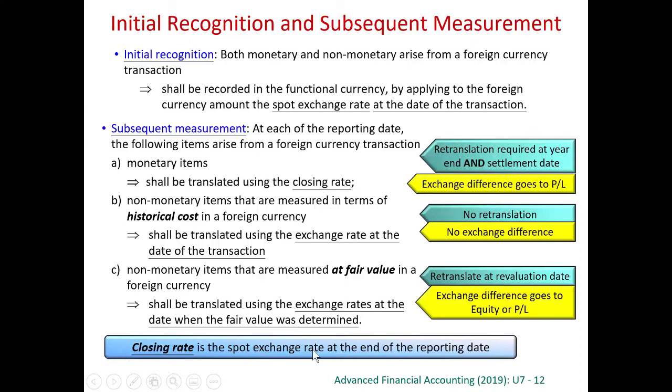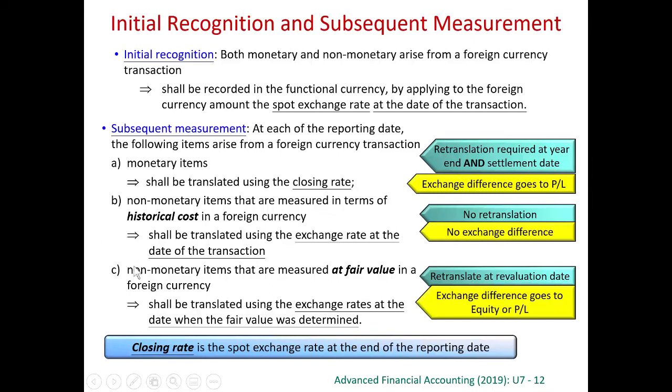Closing rate is the spot exchange rate at the end of the reporting day. So if the year end is 31st of December, we have to use the exchange rate on 31st of December in order to translate all monetary items. Any exchange difference will go to profit and loss. If this non-monetary item is measured at historical cost, then there will not be any retranslation, right? Because you keep using the exchange rate on the day of the transaction, you don't need to retranslate, and therefore there's no exchange difference.